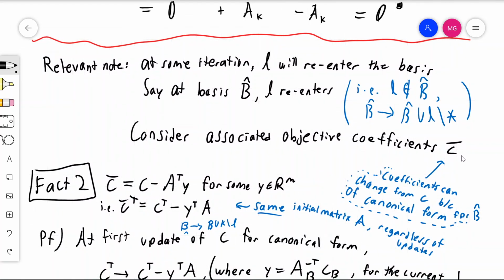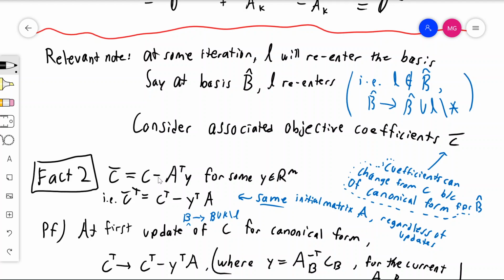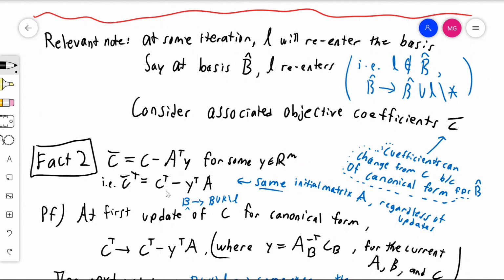So they're different because they're in canonical form for a different basis, but actually we can relate them back to the original basis B. And that's what this fact 2 is saying. So C bar, it's in canonical form for B hat, but I can actually write it as C minus A transpose y for some y in R^m, where C and A are with respect to the basis B, remember. They're in canonical form for B. So if I transpose everything, it's C bar transpose equals C transpose minus y transpose A. So C and A are in canonical form for B, and for some linear combination of the rows of A, that's what y transpose A is, it's a linear combination of the rows of A, then, anyways, C bar can be written in this format.